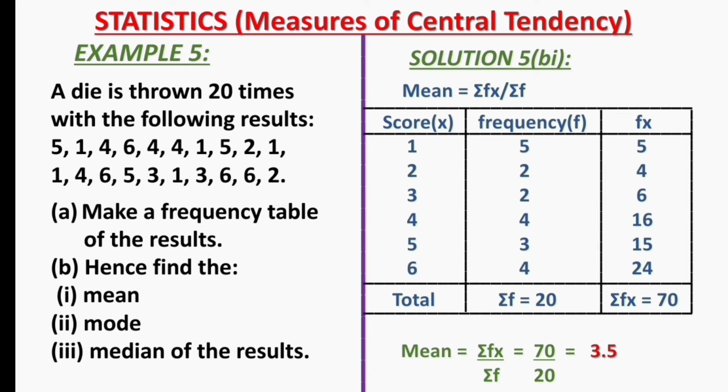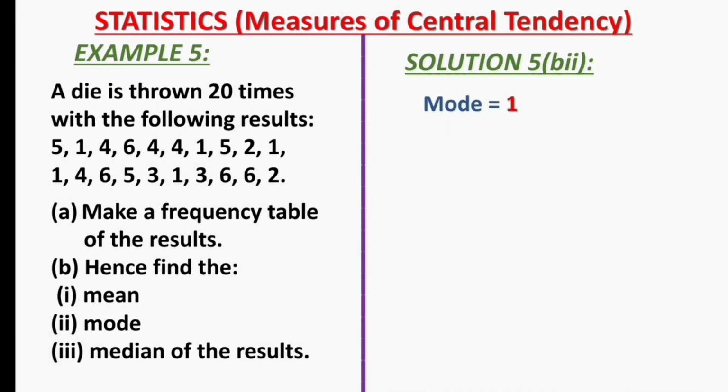Moving on, let's see the solution to question 5b Roman figure 2, talking about finding the mode. From the solution to question 5b Roman figure 2, the mode is 1 because 1 is appearing 5 times, more than every other number in the result. In other words, the mode is equal to 1 because 1 has the highest or the greatest frequency.